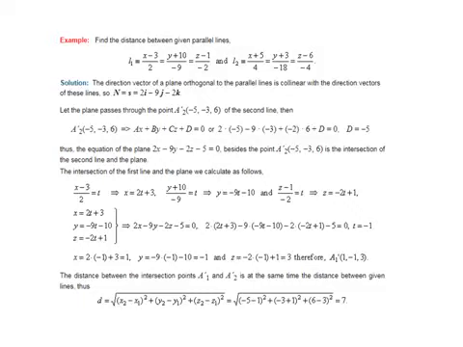In order to find out the distance between these given lines, the normal vector of a plane which is orthogonal to the parallel lines is collinear with the direction vector of these lines. So the normal vector becomes 2i minus 9j minus 2k. Let the plane pass through the point A2, which is given on the second line by minus 5, minus 3, 6.